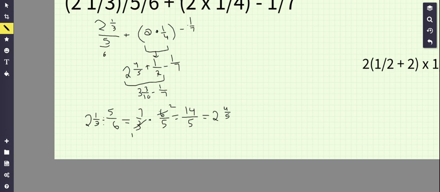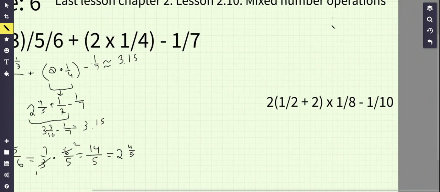we get a monstrosity. So this fraction is about 3.15. It's about 3.15714285714, going forever. Which is about 3.15.